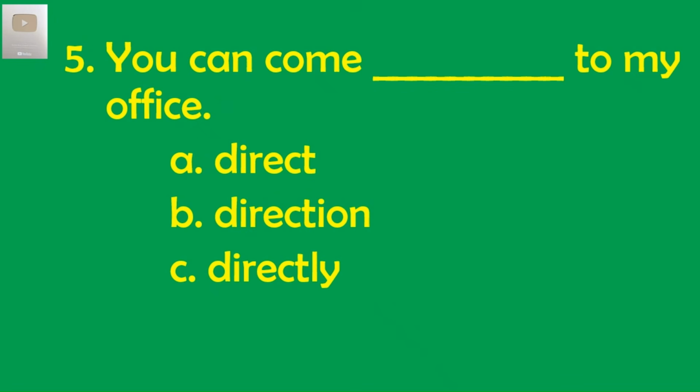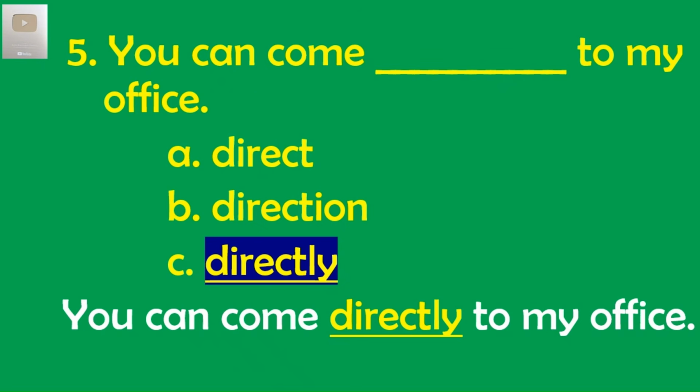Now we have number 5. You can come, and there's a blank, to my office. The three choices are direct, direction, and directly. All the three choices have the same root word, but their functions in a sentence are different. Now you choose which you think is the right one.